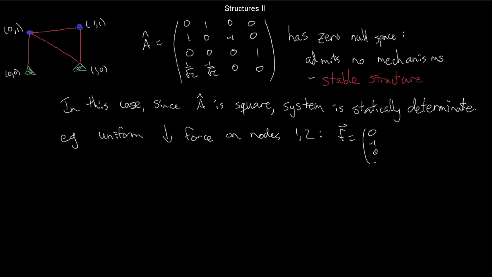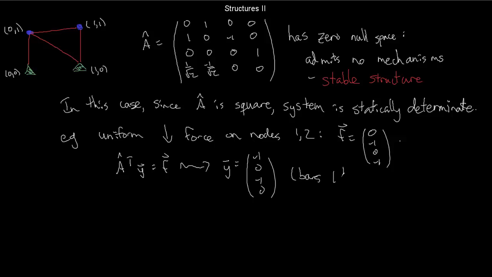So if I take, for example, a uniform downward force on nodes 1 and 2, on the middle 2 nodes here, 0, minus 1, 0, minus 1, for example gravity, that's my force. Then A hat transpose times y is supposed to be equal to the force. So the internal forces to balance that downward force look like minus 1, 0, minus 1, 0, which tells you that the 2 vertical bars are being compressed equally. And on the middle 2 bars, you see no change.